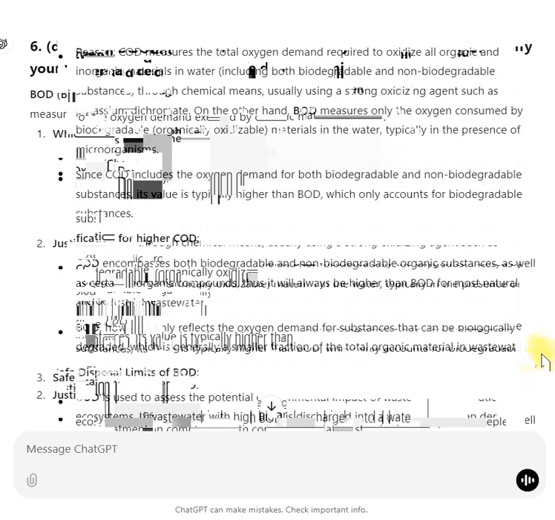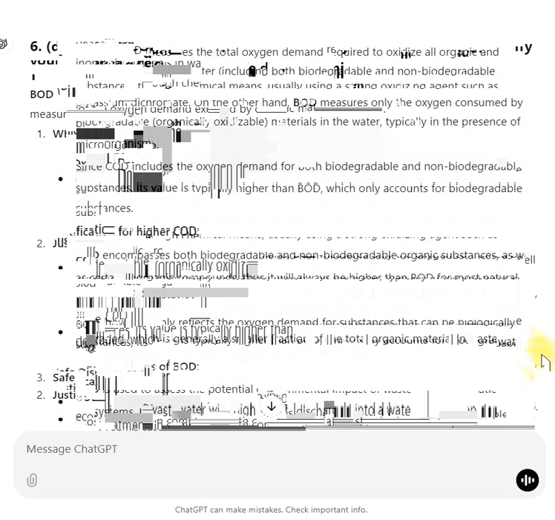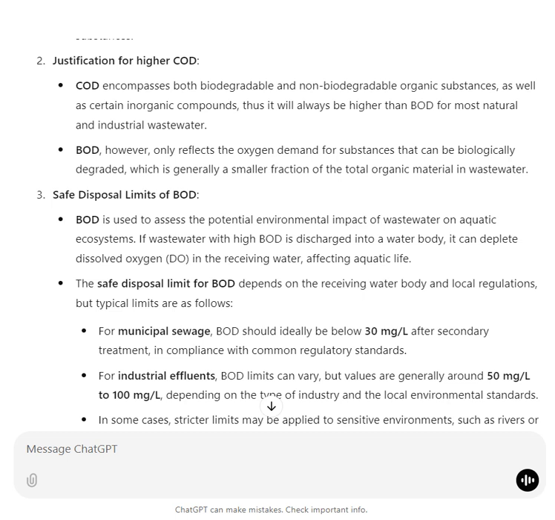2. Justification for higher COD. COD encompasses both biodegradable and non-biodegradable organic substances, as well as certain inorganic compounds. Thus, it will always be higher than BOD for most natural and industrial wastewater.